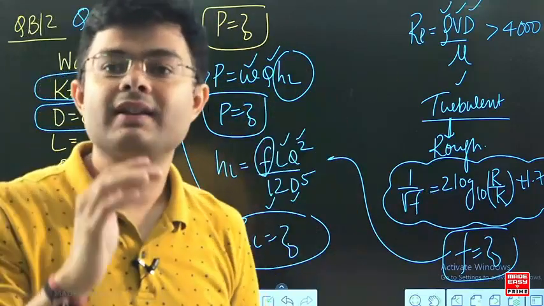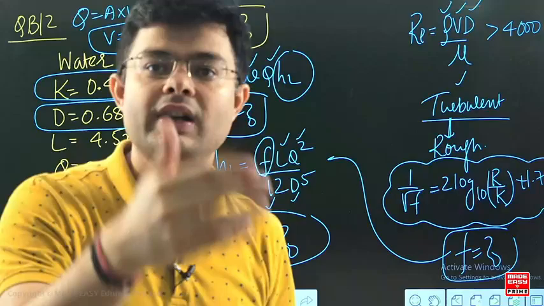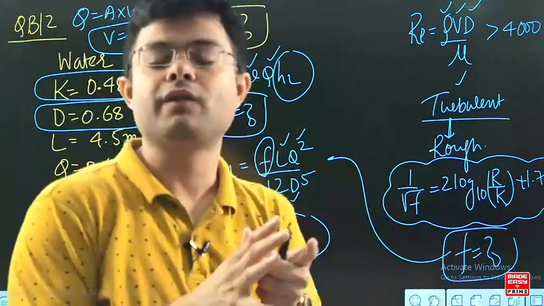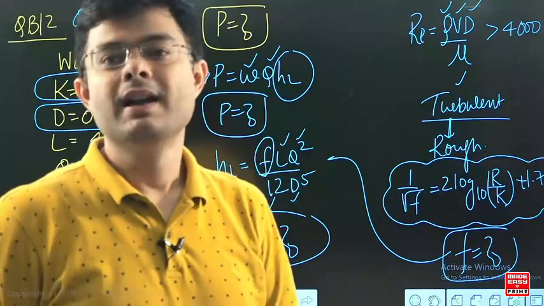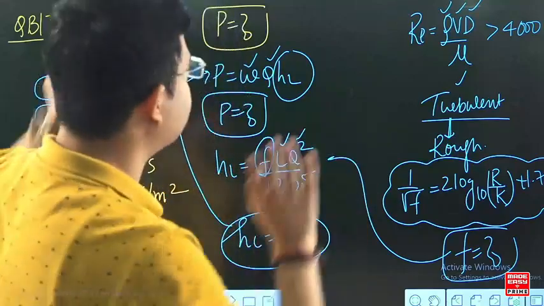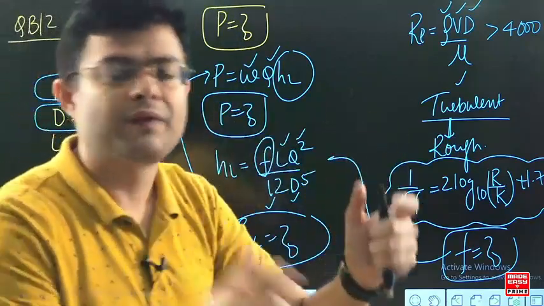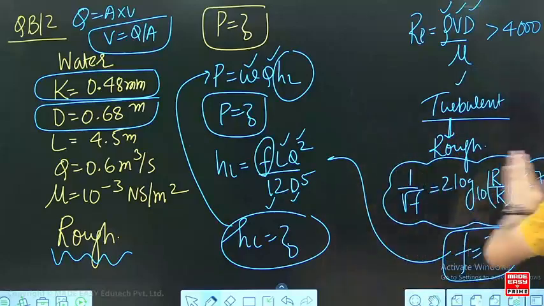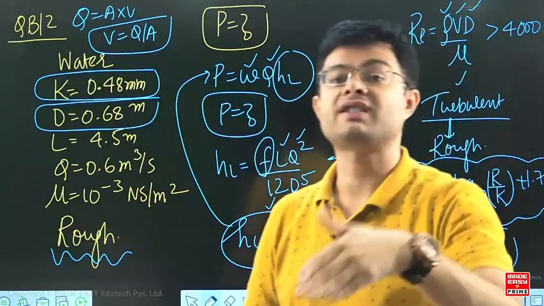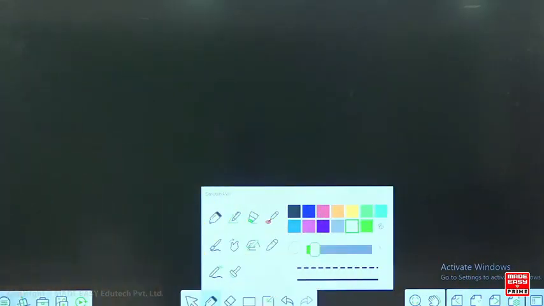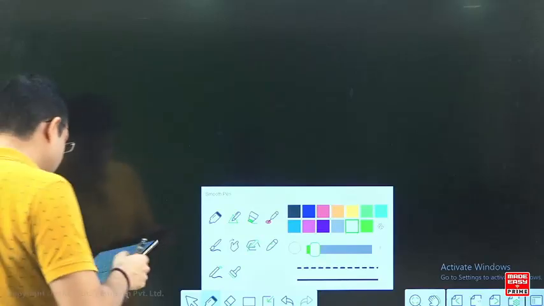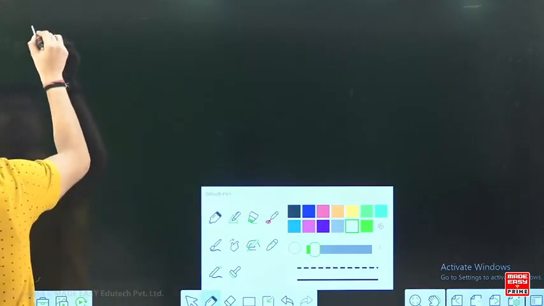Acha, can the same variety of question be asked for laminar flow in the paper? The answer is yes. All the steps will remain the same. The only difference will be that in place of this equation, you will use 64 by Reynolds number. That's it. Wonderful. Let us go for question bank, question number 3.